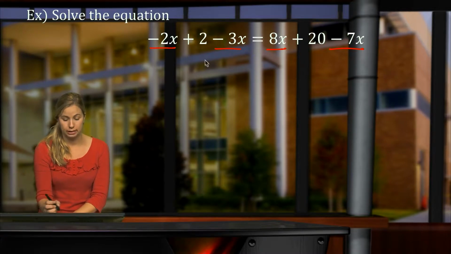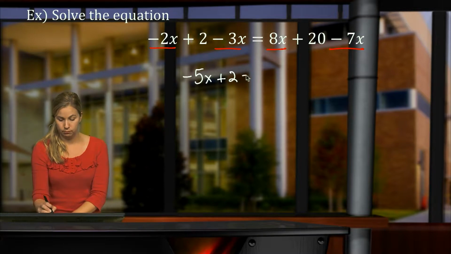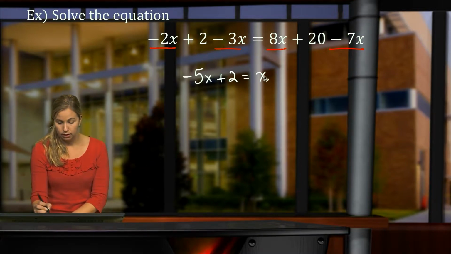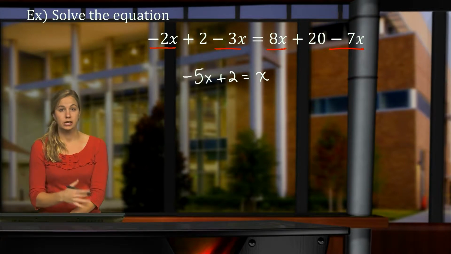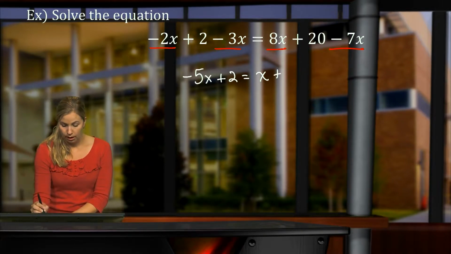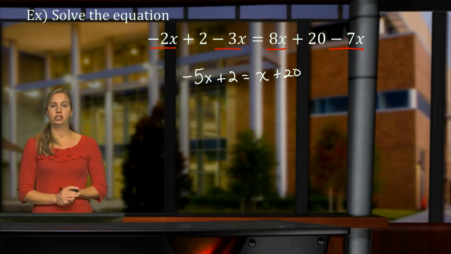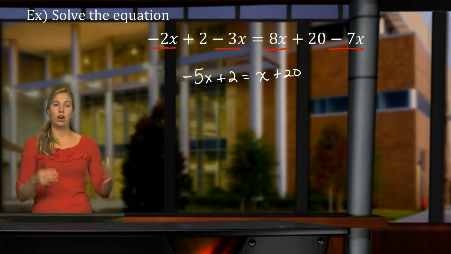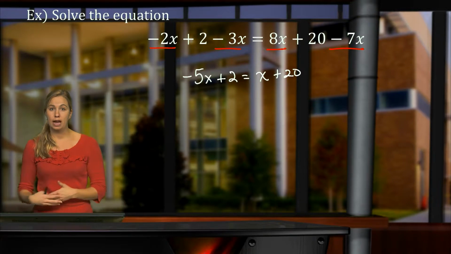Negative 2x minus 3x is negative 5x. We still have the plus 2 equals 8x minus 7x is 1x. We don't typically write that coefficient of 1. If you put it, I won't mark it wrong, but I will circle it, let you know that it's redundant. You don't need that. And we still have that plus 20. So now we've got an equation with variables and constants on both sides. And we know that we want to get all of the x terms together on one side, all of the constants together on the other side.